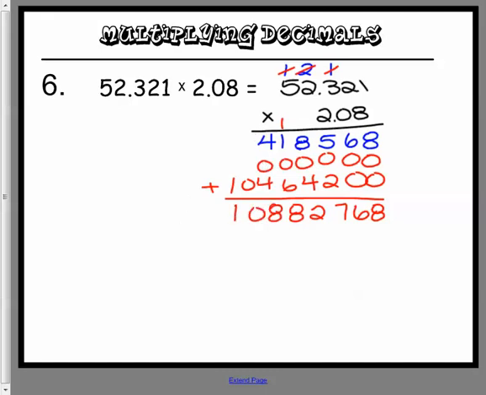Now let's count. Tenths, hundredths, thousandths, ten thousandths, hundred thousandths. So we need to move 1, 2, 3, 4, 5 decimal places.